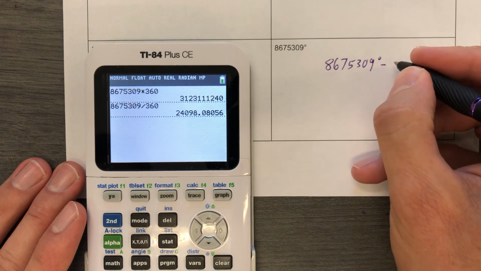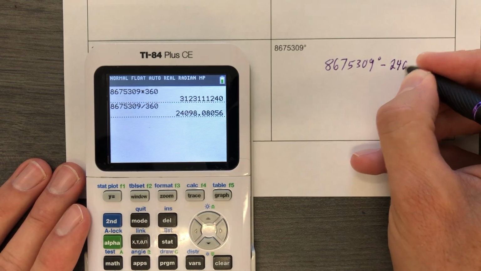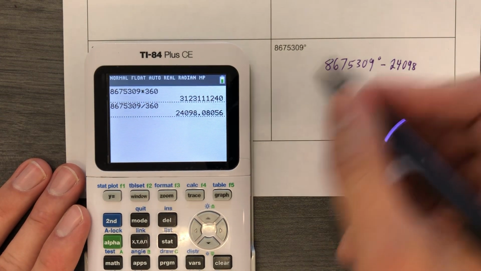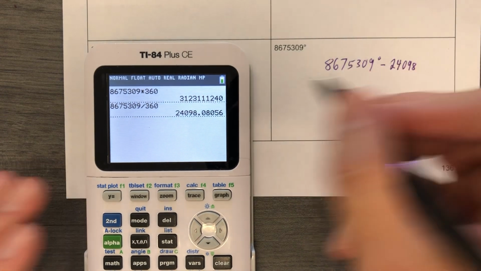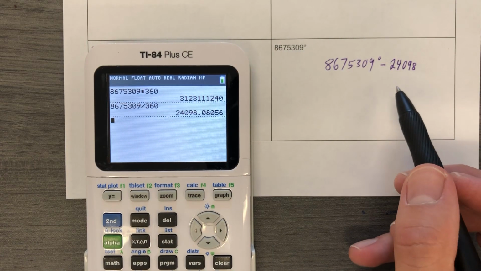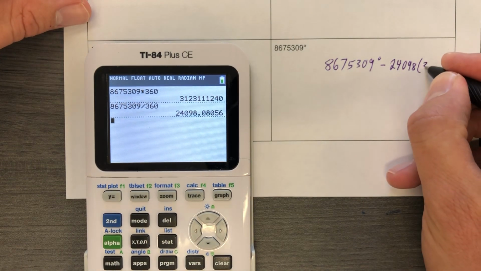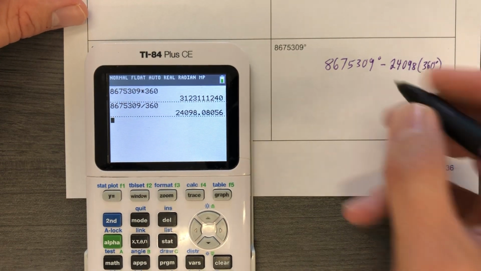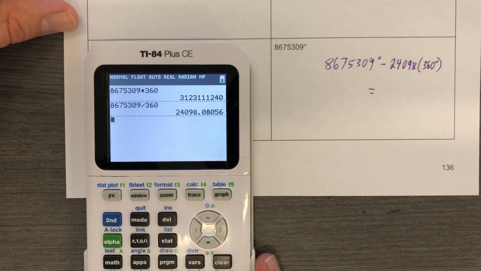8675309 degrees minus 24098. That's how many times it would wrap around the circle. So you know when we were drawing these and we're like, it goes around the circle once and then some more. Well, this one goes around the circle 24,098 more times. It's fun. You should try it.